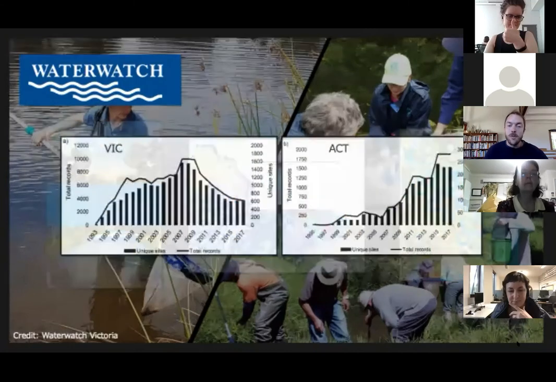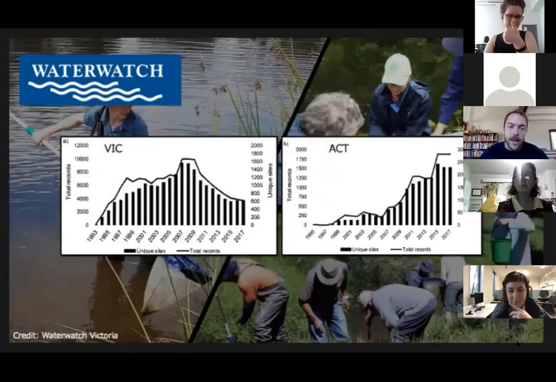So as part of my PhD, I wanted to understand a little bit about the participation rates. These figures are drawn from all of the data records from both the Victorian Waterwatch program and the Upper Murrumbidgee program. And you can see that the chart shows the change over time in the number of records being submitted, but also the number of unique sites being monitored over time.